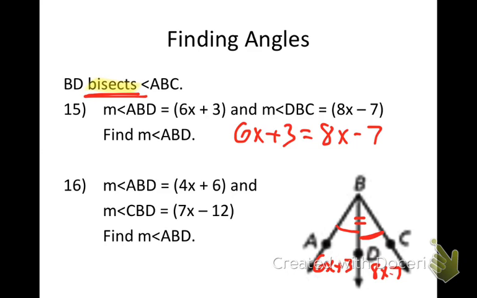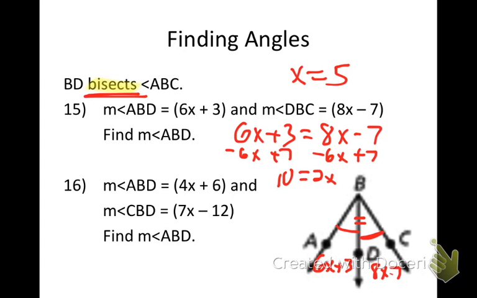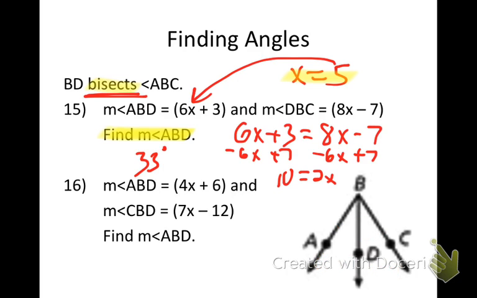So I can solve for x now. I'd subtract 6x over. Add the 7 over. 10 equals 2x. X comes out to equal what, Katie? 5. Is that my answer, Katie? No. It wants me to find the measure of angle ABD. So I would take that 5, plug it in for ABD. And I get an answer of what, Katie? 33 degrees.